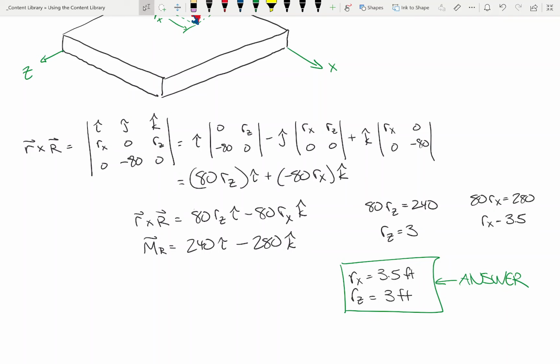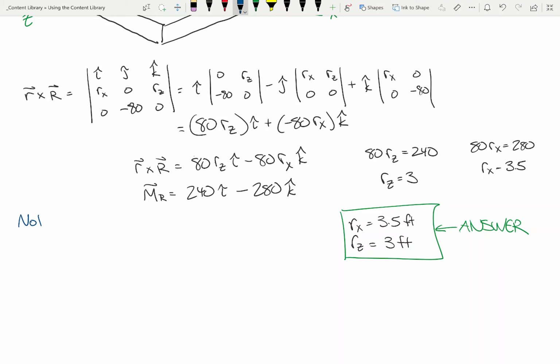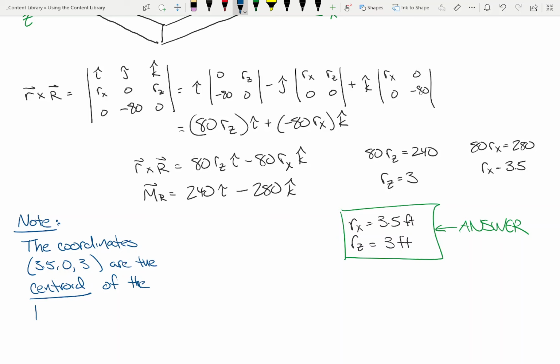So in other words, if here's my foundation and I have an 80 kip load and I put it such that it's 3.5 feet along the x-axis, 3 feet along the z, then it has the same static equivalence as all those other 4. Make sense? Now here's the interesting part. Note the coordinates, I'll call it 3.5, 3, if you want to do that, are called the centroid of the load group.